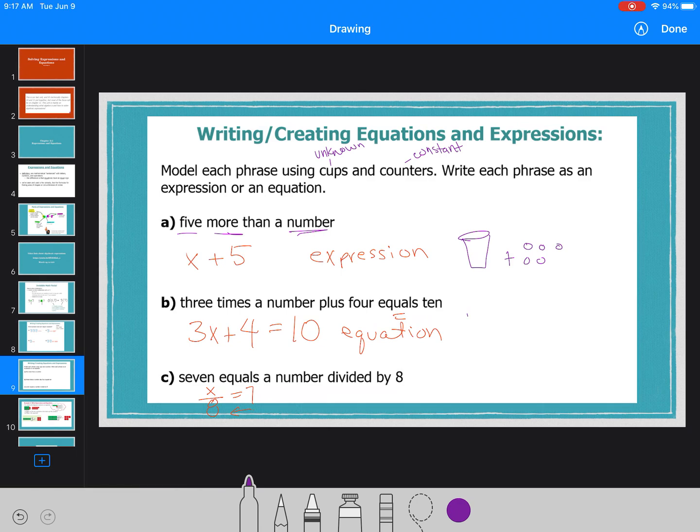The next one, 3 times a number plus 4 equals 10. So here's my random number, like the empty cup. Plus 4 equals, I'm going to run out of space here. 1, 2, 3, 4, 5 equals 10. Okay.